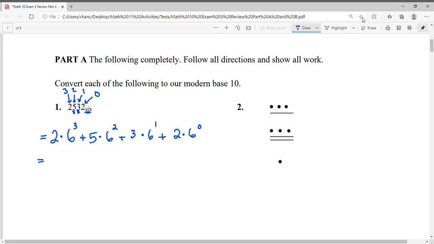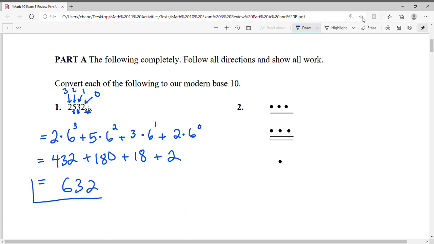2 times 6 cubed gives us 432. 5 times 6 squared gives me 180. 3 times 6, that's 18. 2 times 6 to the 0 should give me 2. Now we can add 432 plus 180 plus 18 plus 2, and this should be our answer. This is equal to 632, and this is in base 10, so we'll just leave it like that. This is our answer for question 1.